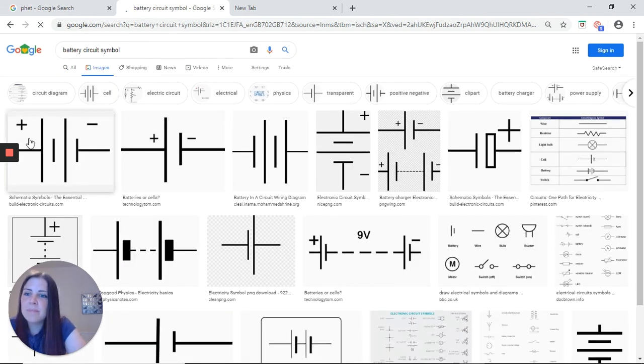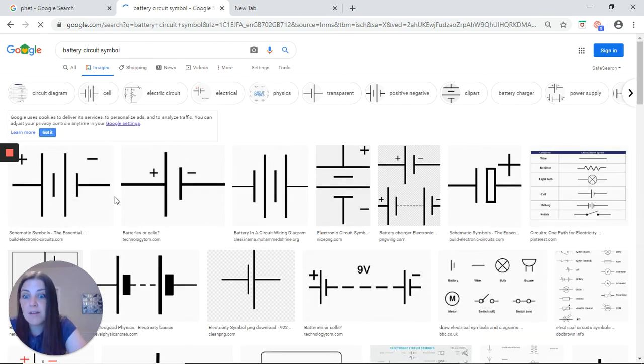So this is like the one that we just had. It's got the long line, short line, long line, short line. So that's a cell and another cell. It's showing the positive and negative sides of the battery. So again, if we knew that each cell provided a certain voltage, then two cells together would provide double that voltage. This is just a single cell.